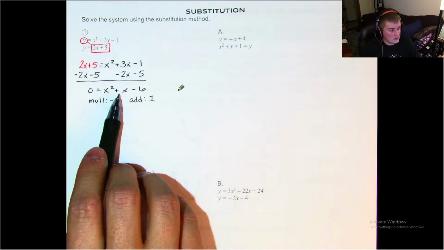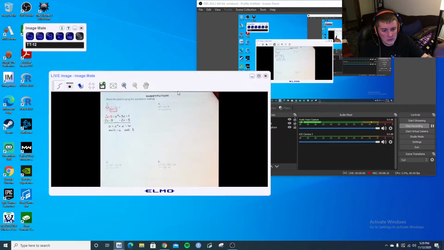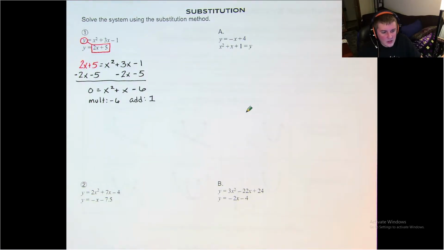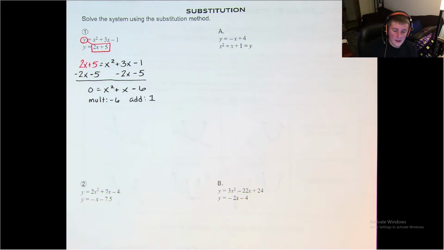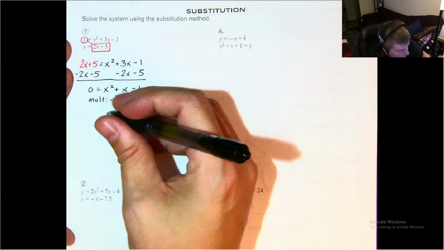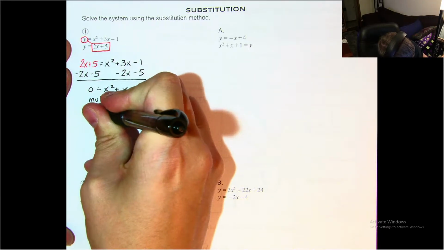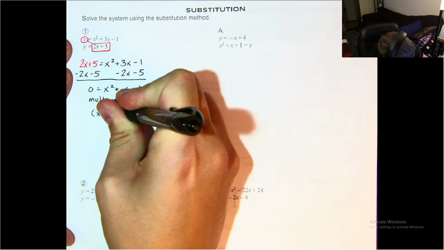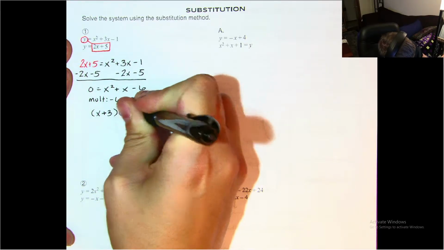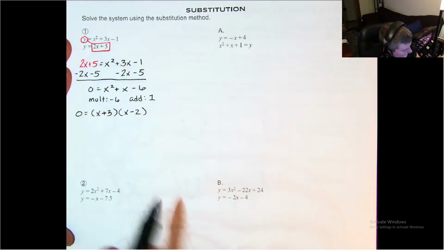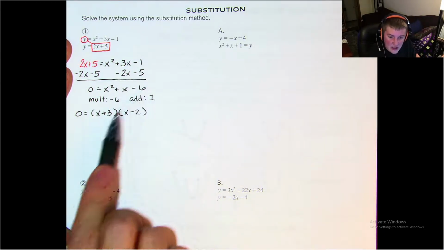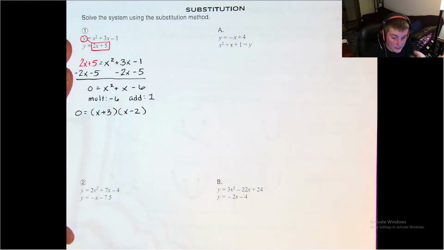Well, looks like my screen may have froze here. All right, here we go. So we know that there's no way 6 and 1 are going to add to +1, but when I get to 3 and 2, there's a possibility that if one's positive and one's negative, I can add that to 1. So what is that combination? It looks like it's going to be x plus 3 and then x minus 2. Okay, 3 times -2 is -6. 3 plus -2 is +1.